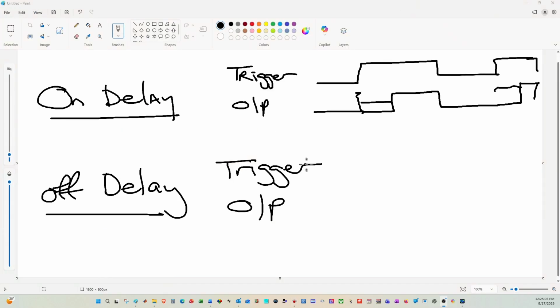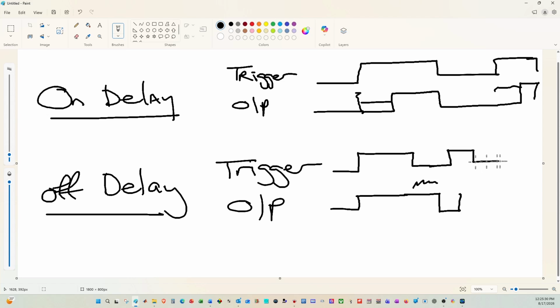Now this one is going to be slightly different, and that is when I give it a trigger, the output is going to switch on immediately. But when I take the trigger away, this is where the output will delay switching off. It will stay on for a period of time, and then it's going to switch off. Again, if I was to give it a trigger, the output will switch on, and as soon as I take that trigger away, this is where the delay kicks in, and only then is it going to switch off. So we call it an off delay timer because it delays switching off.